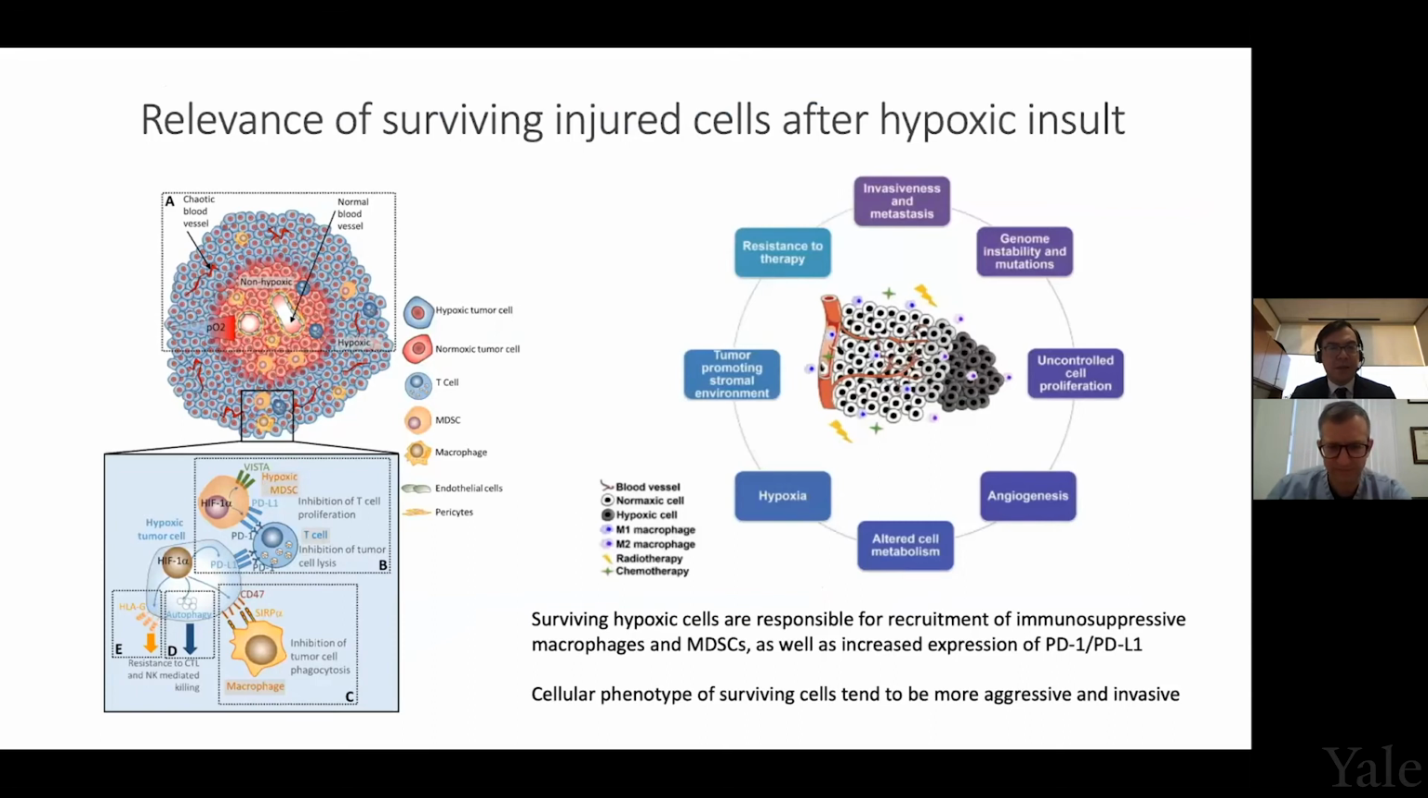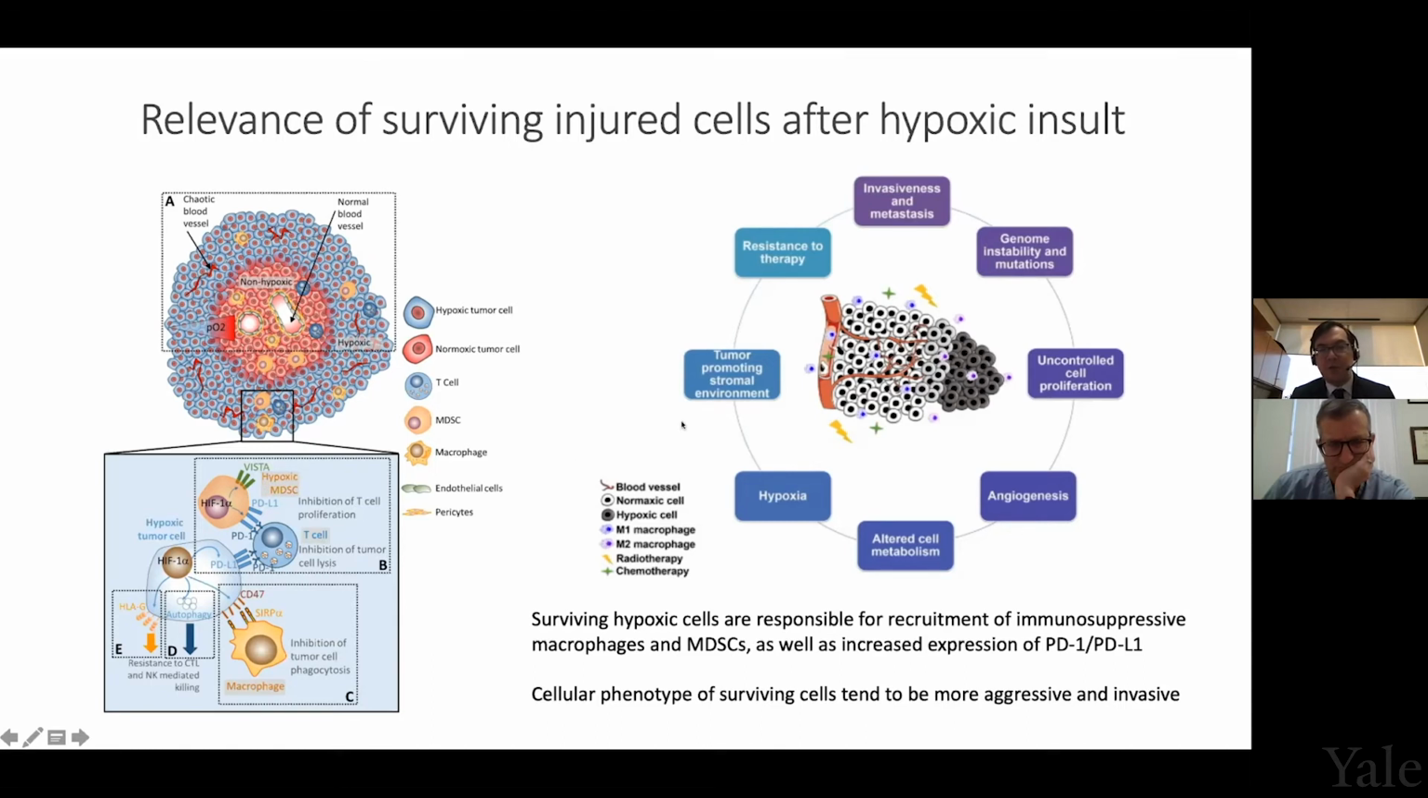And why is that important? It is important because the surviving hypoxic cells are the ones that are going to drive a lot of these undesirable effects. You can see here how the surviving hypoxic cells, unlike the normoxic cells, release these agents, and the hypoxic cells attract these immunosuppressors, both macrophages and the MDSCs, the myeloid derived suppressor cells, and they inhibit the effects of the T cells.